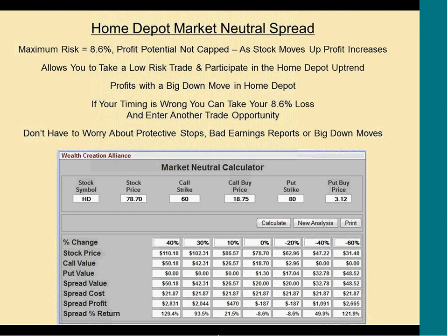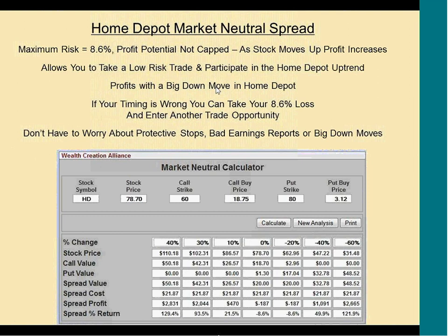And with this type of spread, you don't have to worry about placing a protective stop on your position because it's protected with the put option. You don't have to worry about bad earnings reports or big down moves in the stock. You simply buy the spread, you hold to expiration, and if you're wrong, you just move on to the next trade.